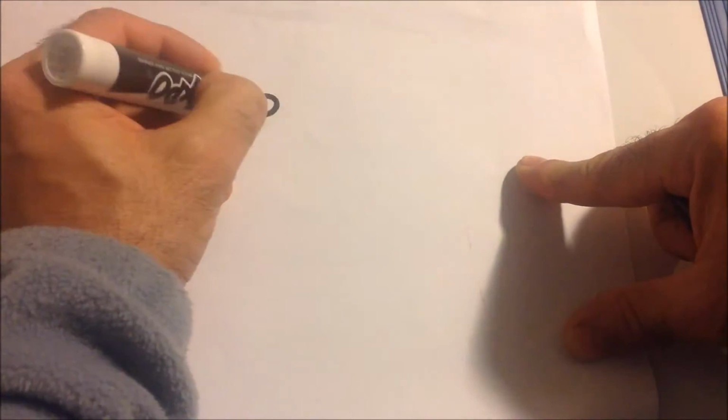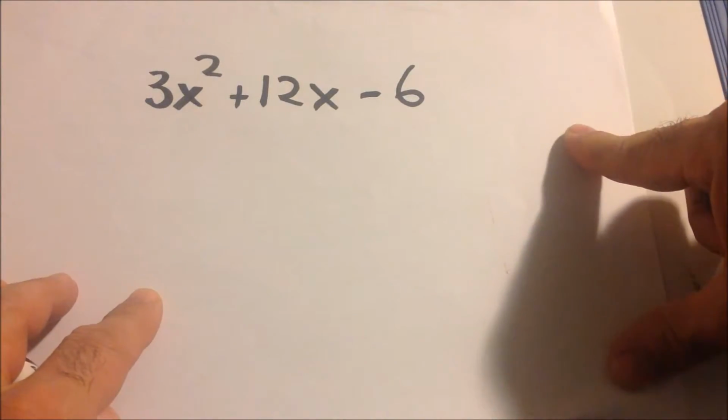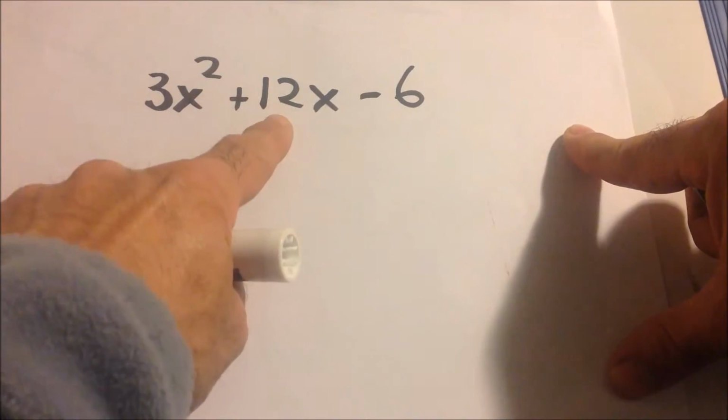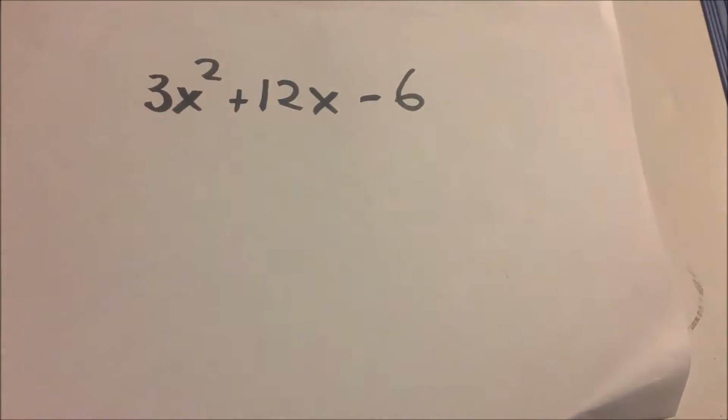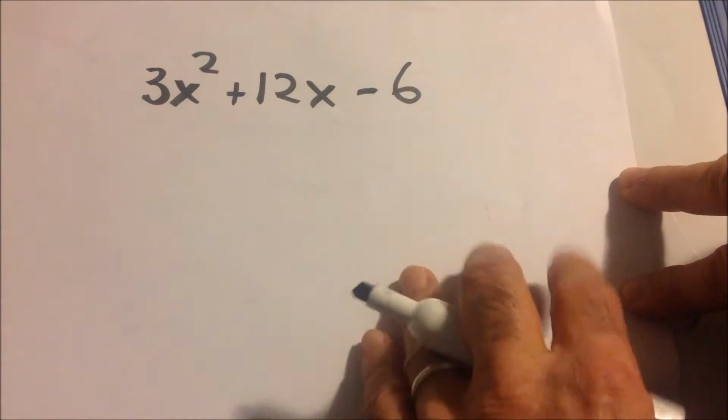Okay, so what if I gave you, I'll write an equation here. Let's say we had 3x squared plus 12x, and we'll say minus 6. So there's our quadratic equation. We have our a, our b, and our c. So again, what was the first step? Find the vertex, right? And to find the vertex, we need to first find the axis of symmetry.